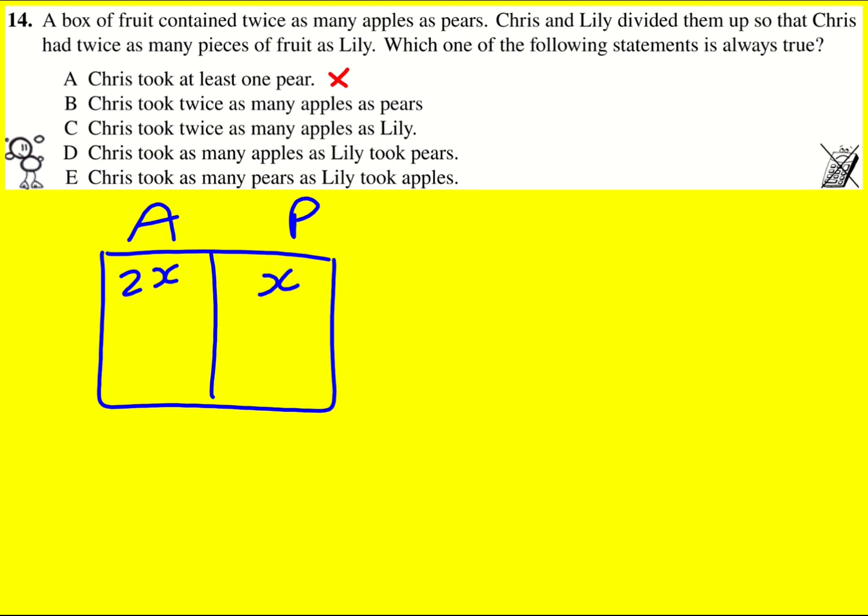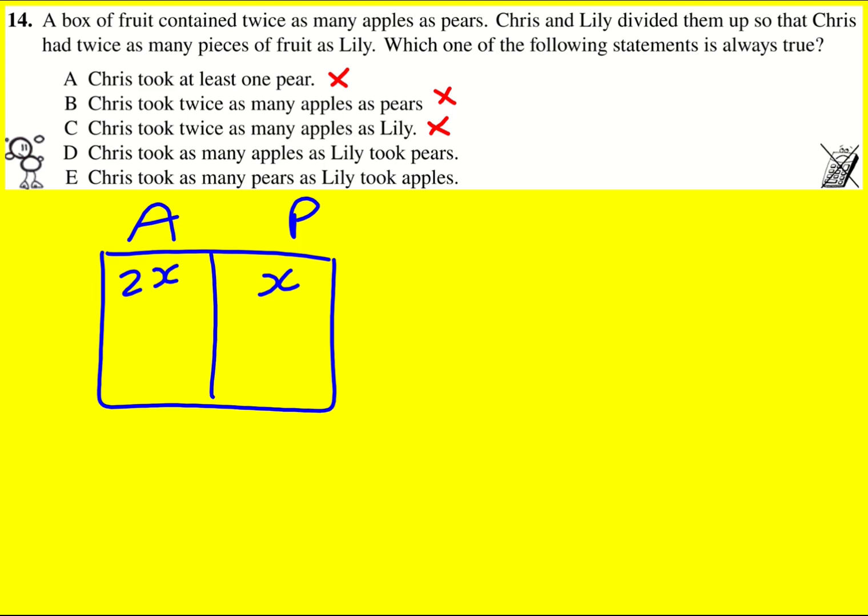Chris took twice as many apples as pears. Again, he could take all the apples and no pears, so that's not twice as many, so that doesn't have to be true. Chris took twice as many apples as Lily. He could take all of the apples, and then Lily would take no apples, so that's not twice as many. So that one doesn't have to be true.